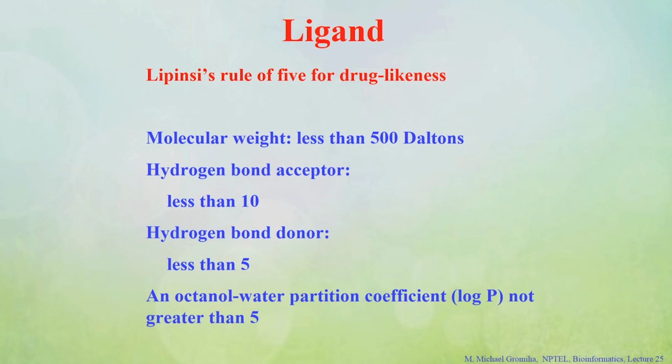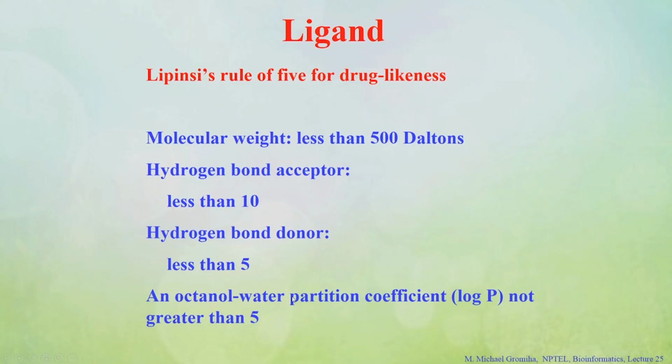conditions. The first one is the molecular weight. So, what is the molecular weight? For any compound, you can see the weight, and the molecular weight should be less than 500 daltons. Then we have the hydrogen bond acceptor, less than 10, and hydrogen bond donor, less than 5.